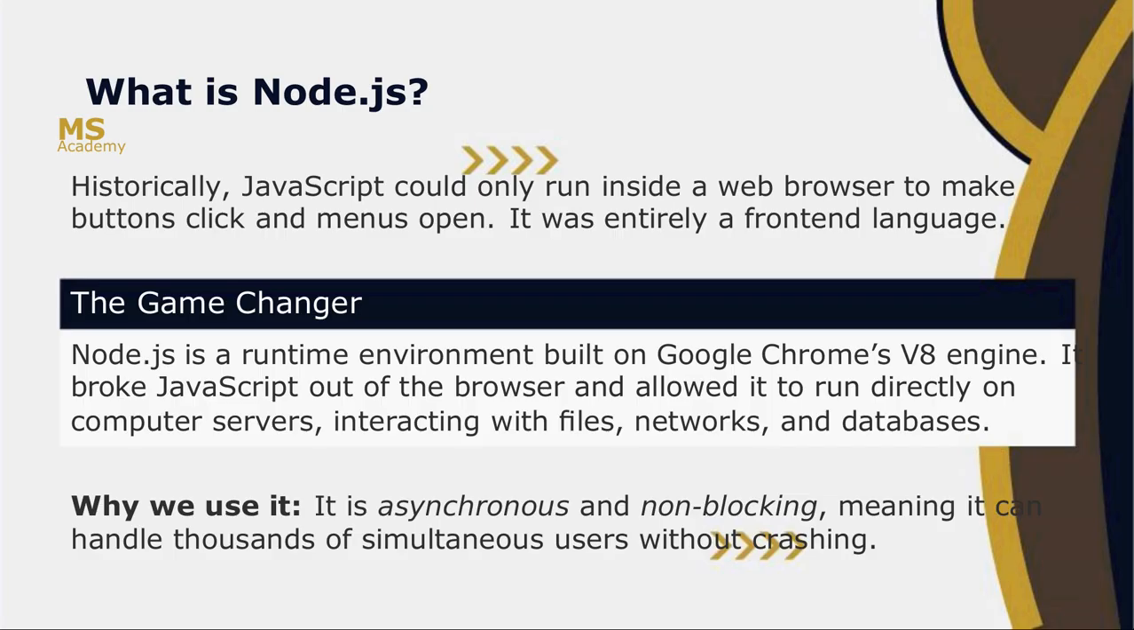Now we have a game changer, Node.js. Node.js is a runtime environment built on Google Chrome's V8 engine, version 8 engine. It broke JavaScript out of the browser and allowed it to run directly on computer servers, interacting with files, networks, and databases.